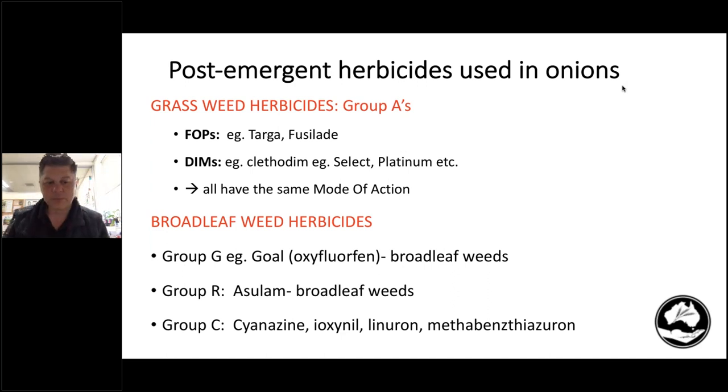For broadleaf weeds, there are some herbicides such as Goal or oxyfluorfen, and we don't have any resistance to that mode of action in Australia. Aciflurfen, which is a very old herbicide, is also broadleaf weed selective. And group C chemistry, that is things like cyanazine, arxanil, linuron, methabenzthiazuron. They've got a lot of trade names, but those are the actual chemical names, and they kill the same way. For broadleaf weeds the control is pretty good because we have virtually no resistance to those herbicides. If they're used correctly at the right growth stage, they can control broadleaf weeds in onions quite easily.